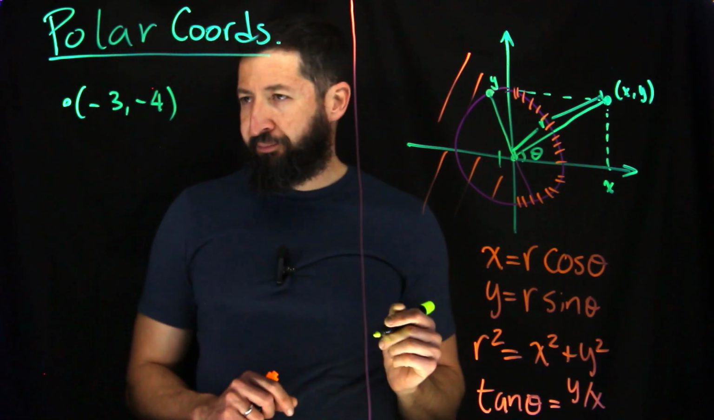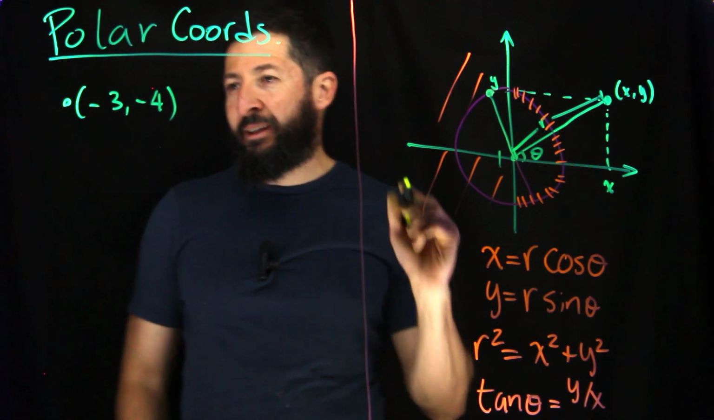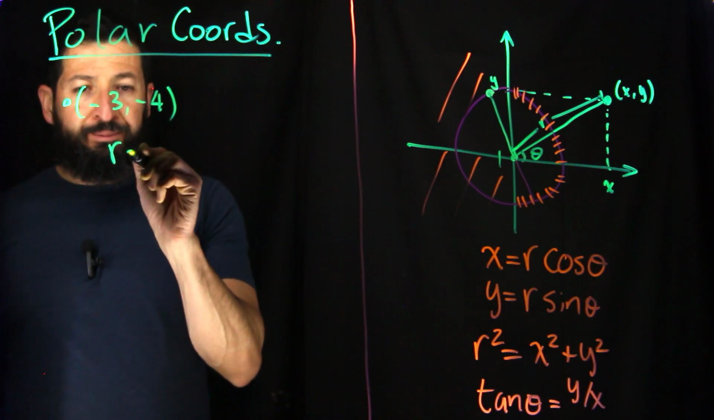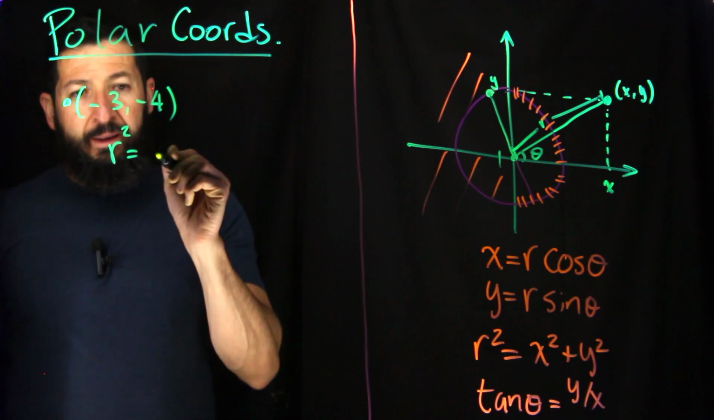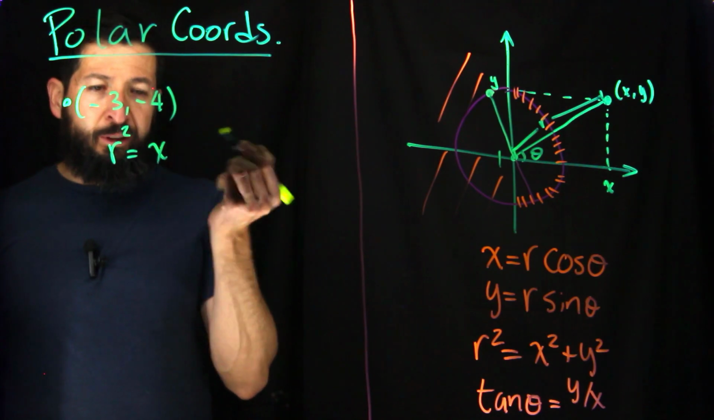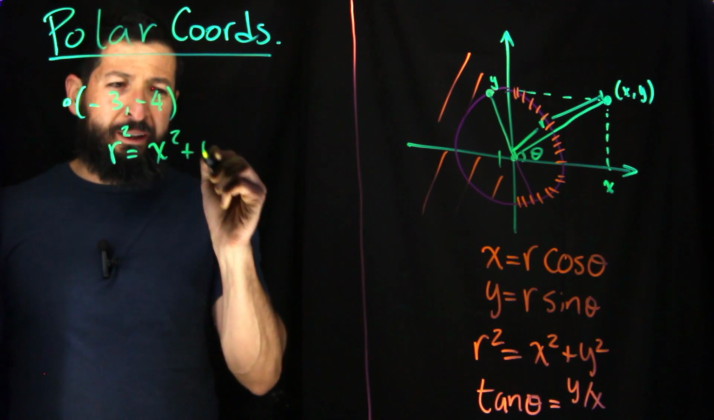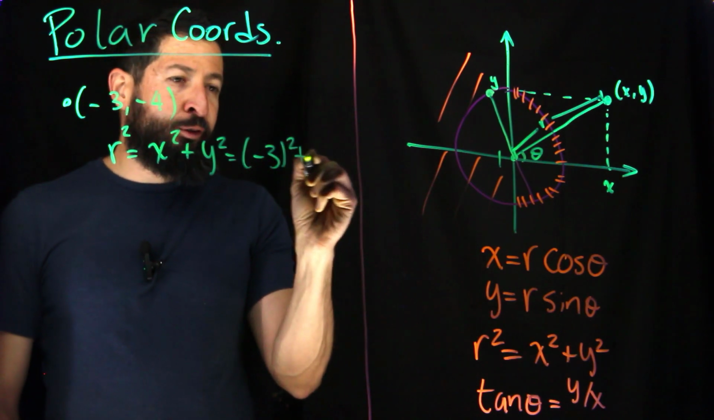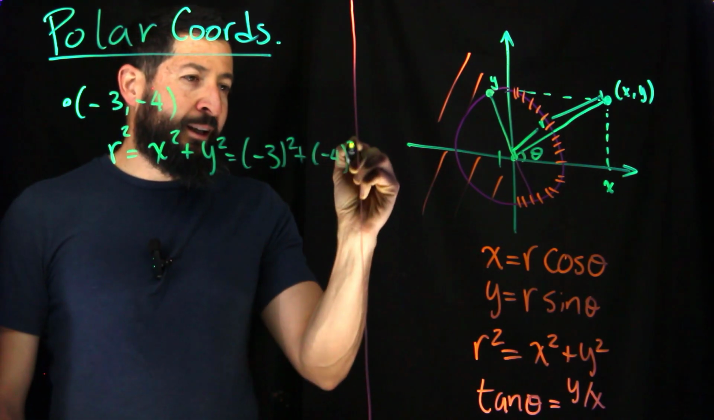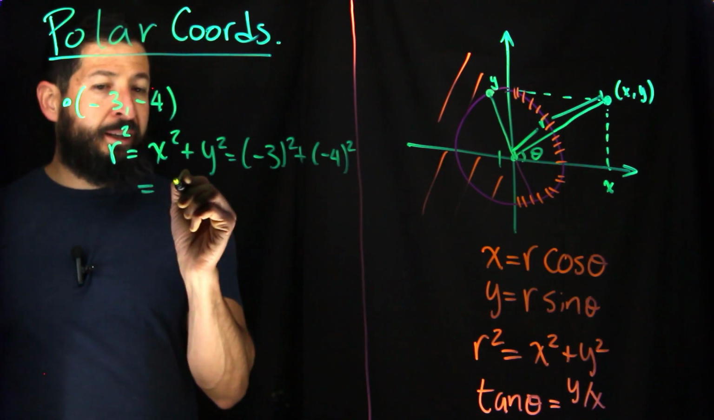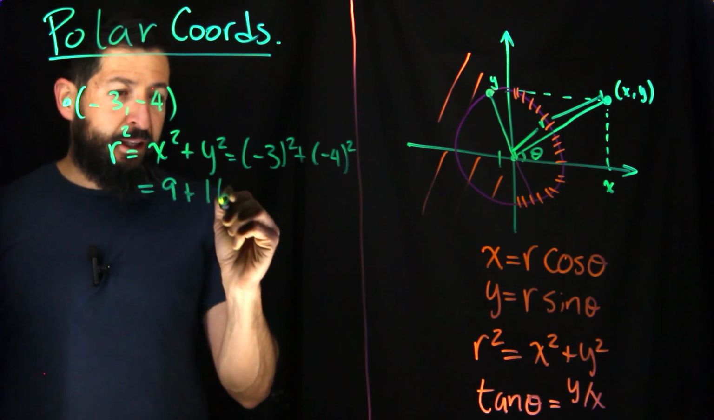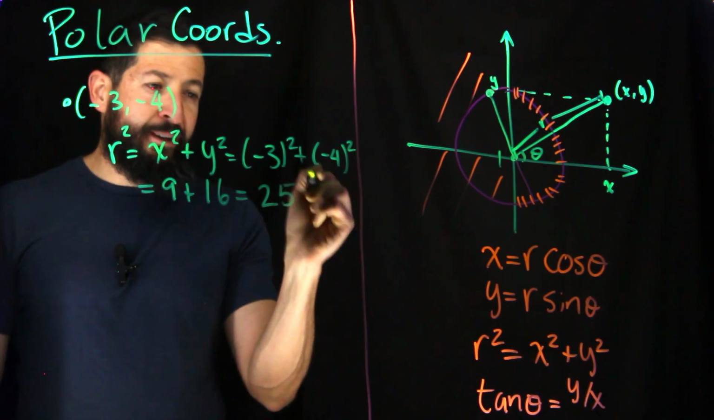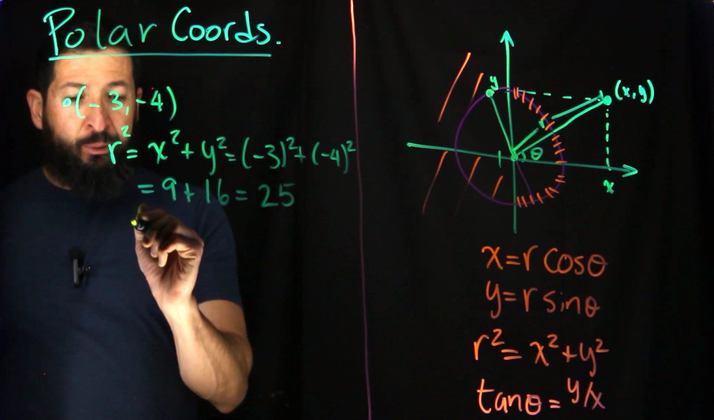into polar coordinates. So our radius squared is going to be the sum of the squares, x squared plus y squared. Negative 3 squared plus negative 4 squared. The negatives cancel with the squares and you get 9 plus 16, which is 25, from where you're going to get that your radius is 5.